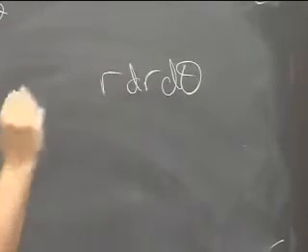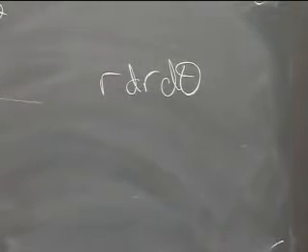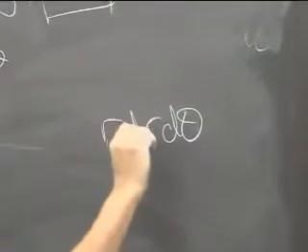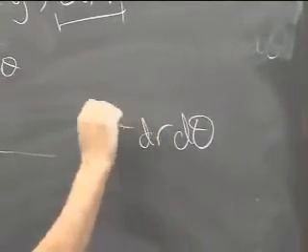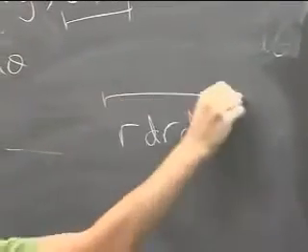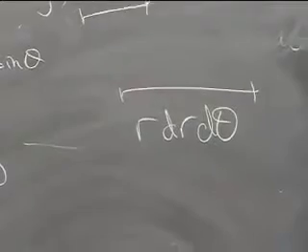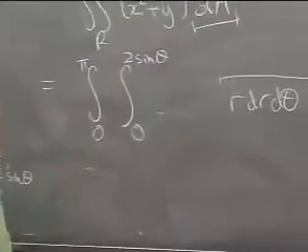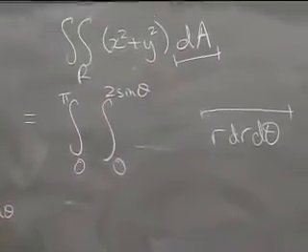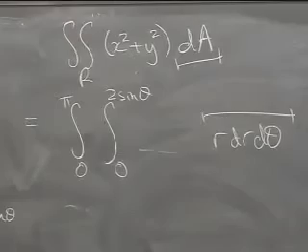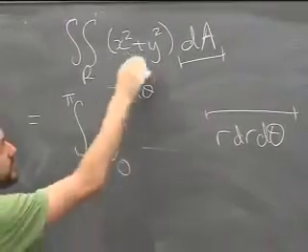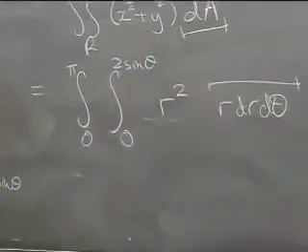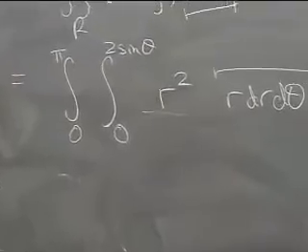Now, here's the thing. I told you last week that for polar coordinates, the dA is not dx dy. It's not just dr d theta. It's r dr d theta. You need an extra r. It has to be there. Now, what about x squared plus y squared? We need to convert that. You could use x is r cosine theta, y equals r sine theta. We know x squared plus y squared is r squared. So there's our double integral.